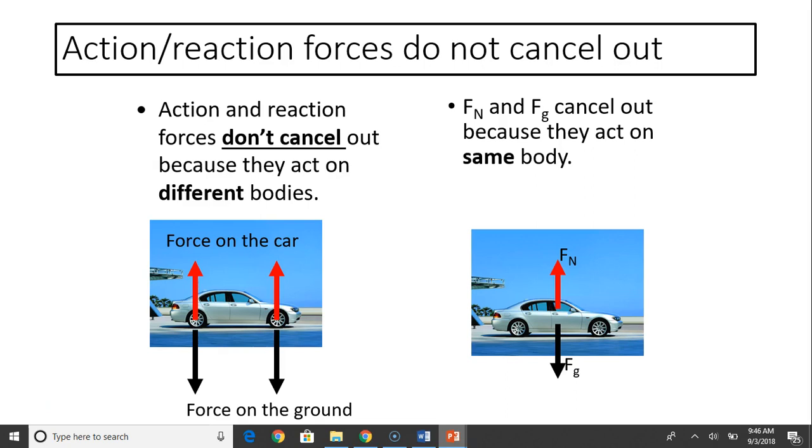Take a look at another example, a car again parked on the ground. If we only analyze the forces acting on the car, then there are the gravity force and a normal force. Since they are both acting on the car, those forces can cancel out. That is, as a matter of fact, why the car is not in motion, because the net force on it is zero, because we can cancel out those forces.